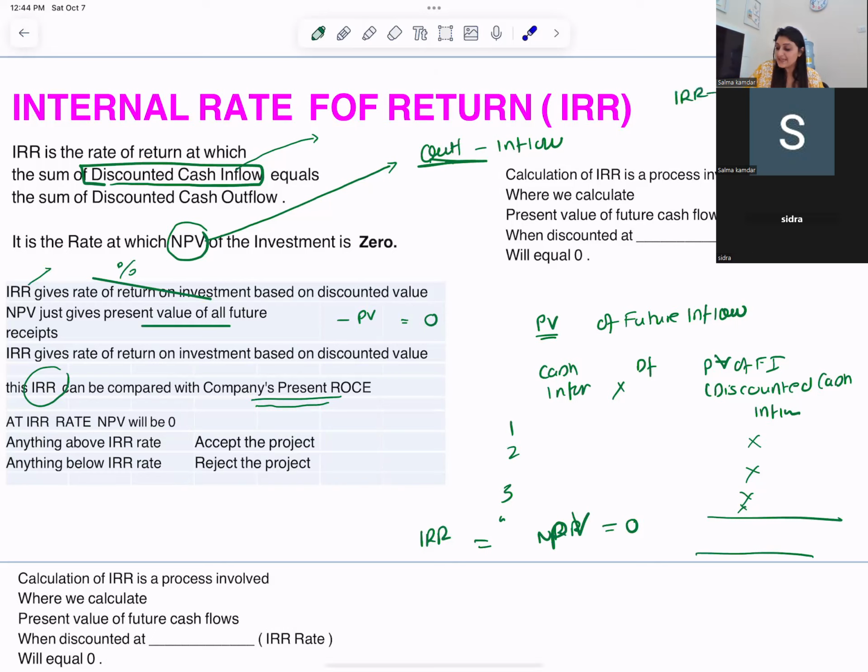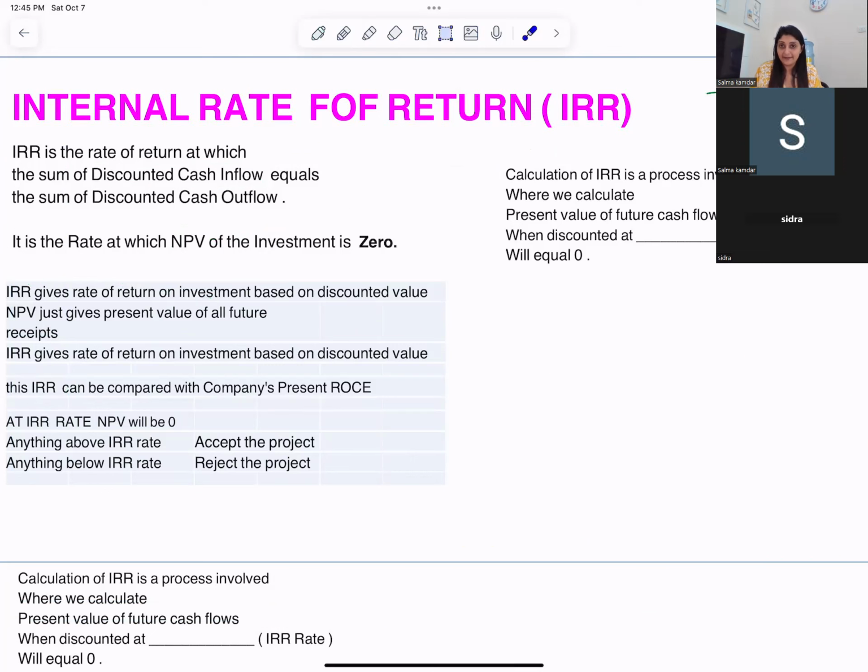Suppose your internal rate of return is 8%. 8% is the discount factor at which you discount your inflow and outflow and get NPV equal to zero. If your project is giving you anything above 8%, it automatically means that you will receive a positive NPV. So you should accept the project. If you are getting anything below the IRR, then you should reject the project. That means to do a project, you should at least be equal to your IRR.